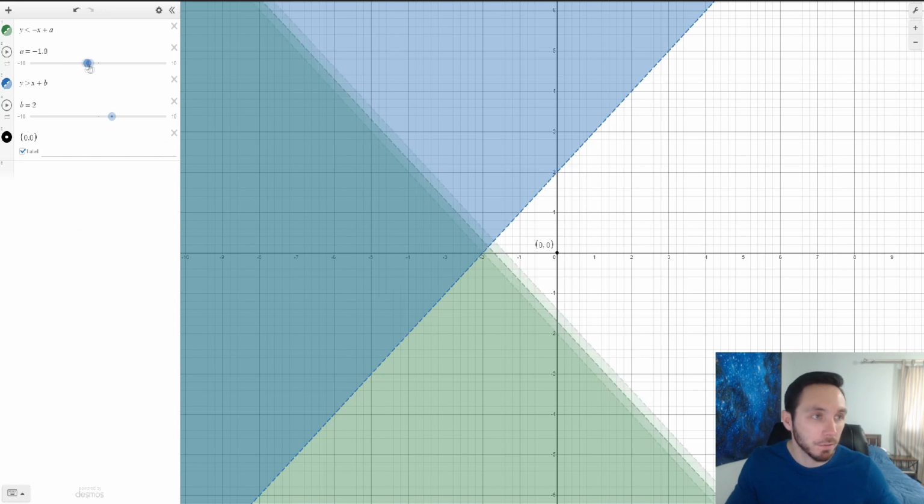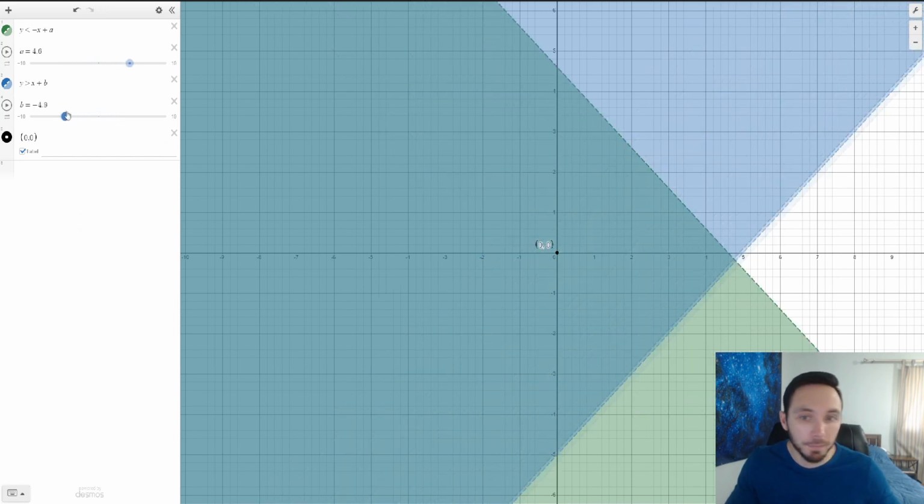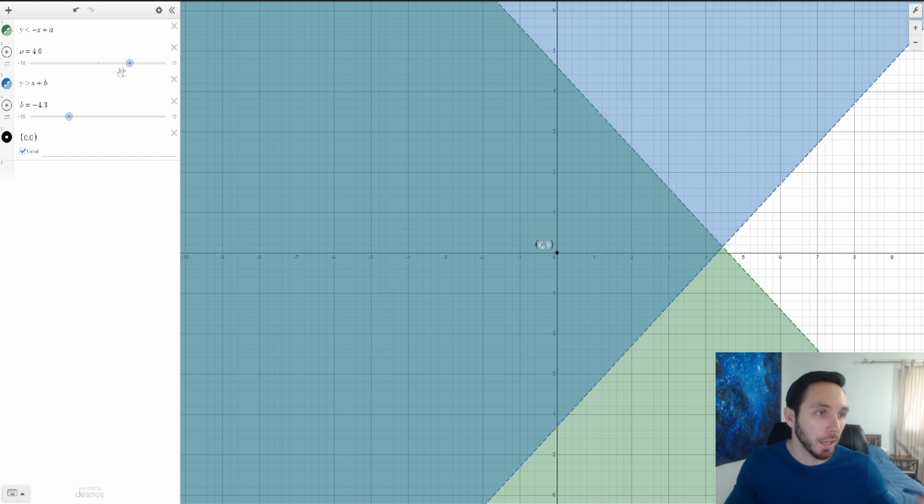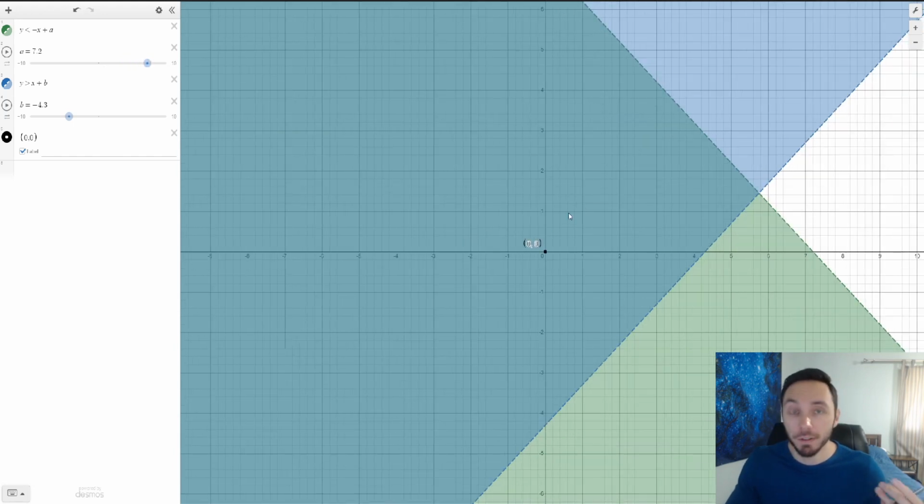Let's play around with the situation where that's true. I'll make B pretty far negative and A pretty far positive. Definitely true. I have 0, 0 in this teal region, this double shaded region, not in just the blue, not in just the green, but in both. And A is greater than B here. So we have ourselves a winner.